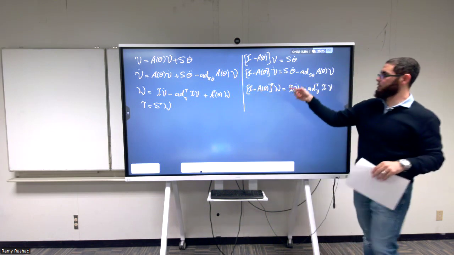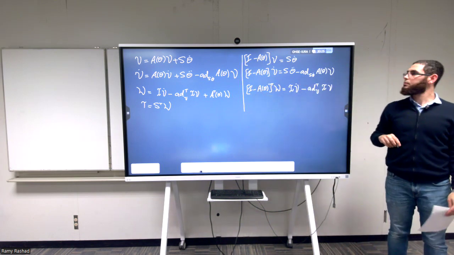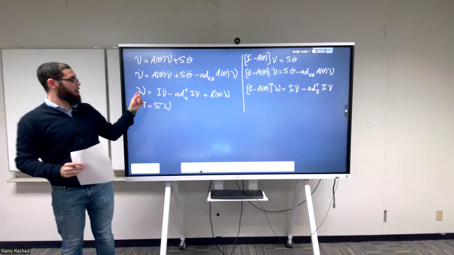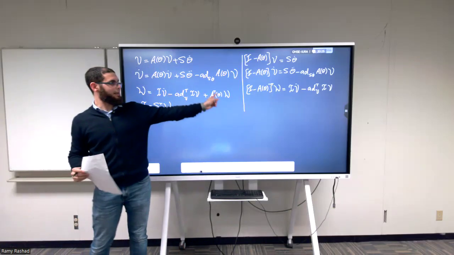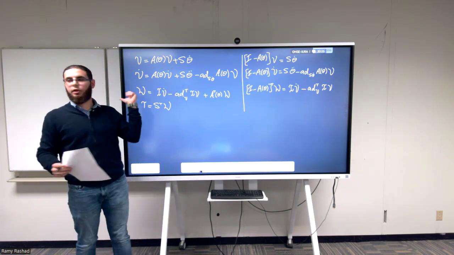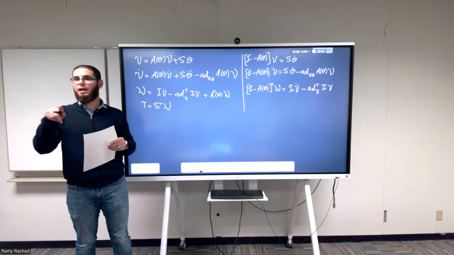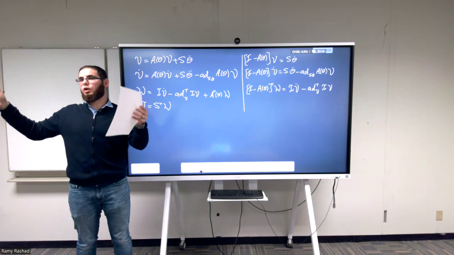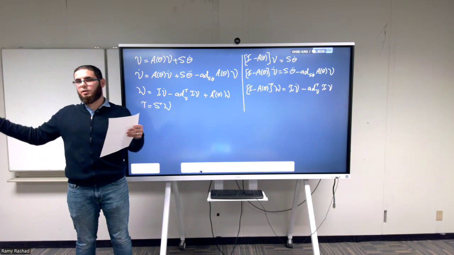Are you comfortable with this term? You see here, how did we go from here to here? So we had here a wrench, and we had A transpose. I put it on the other side, and if you have A plus B, and you transpose both of them, then it's equivalent to A transpose plus B transpose.